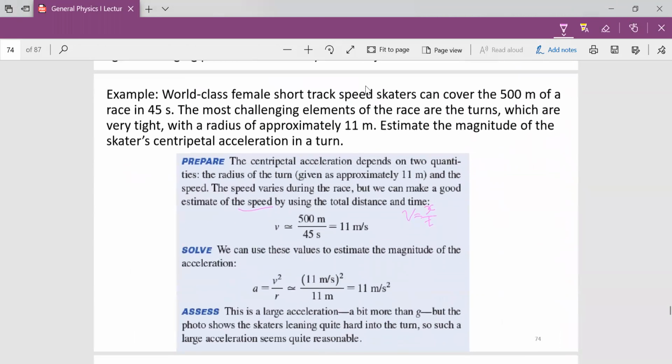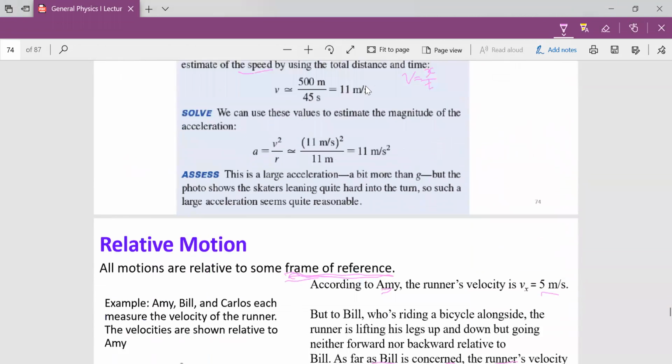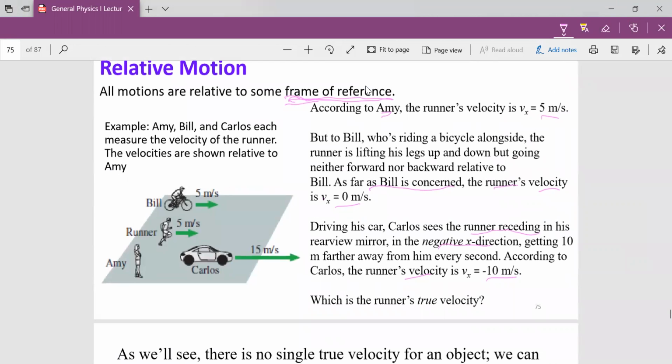Let's quickly take one example, then discuss the last one, which is leave the example, you study that. Just 1 minute extra, please.